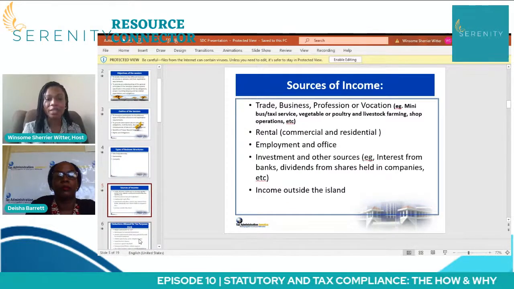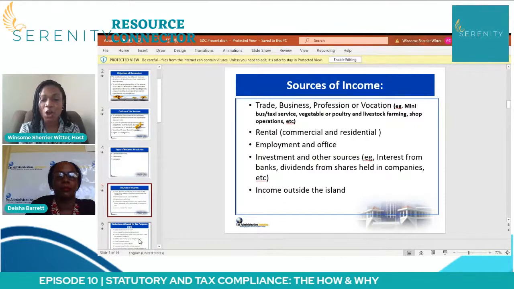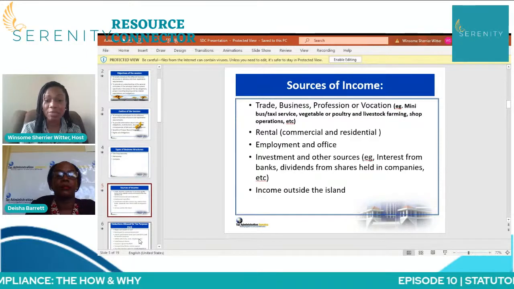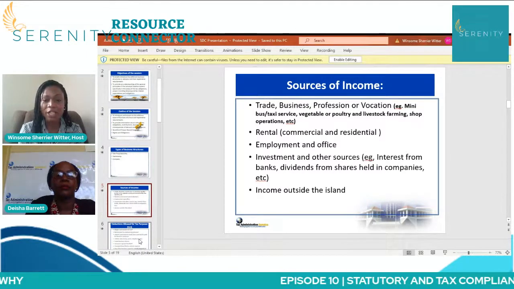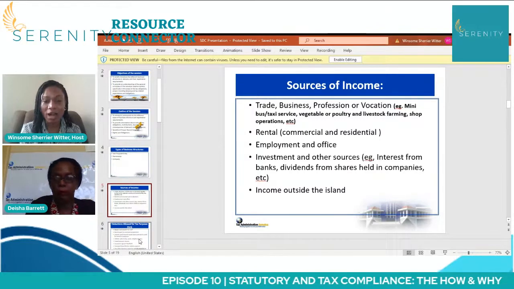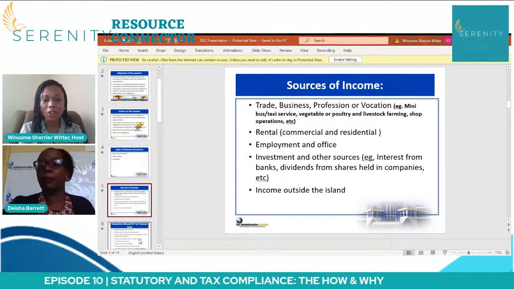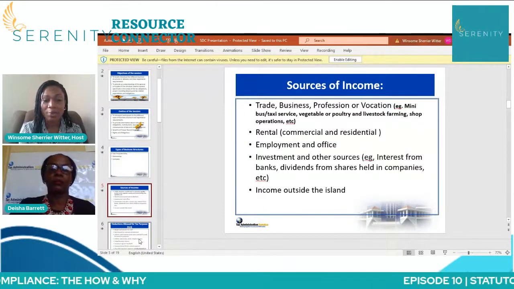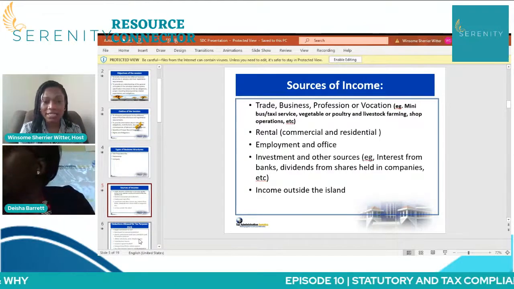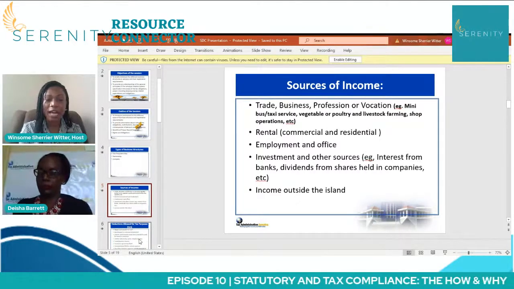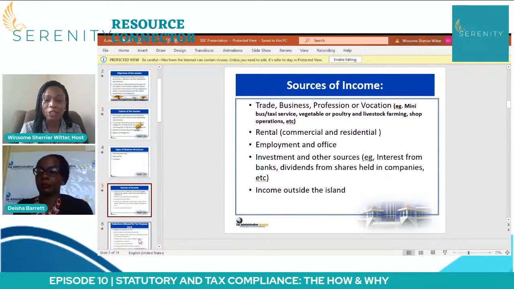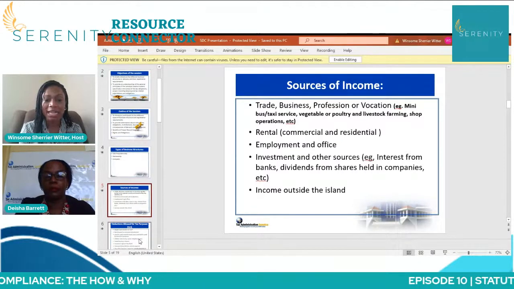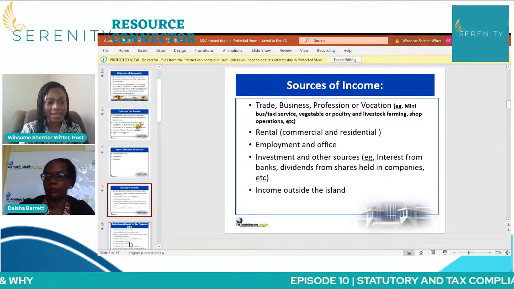Sources of income, whether by trade, business, profession, or vocation. Example, a minibus or taxi service, you sell vegetables, or poultry and livestock farming, shop operations, and the list goes on. If you collect revenue from rental of commercial and residential property, employment and office, that's your sources of income. If you have investment and other sources, example, interest from banks, dividends from shares held in companies, etc., and any income from outside the island.